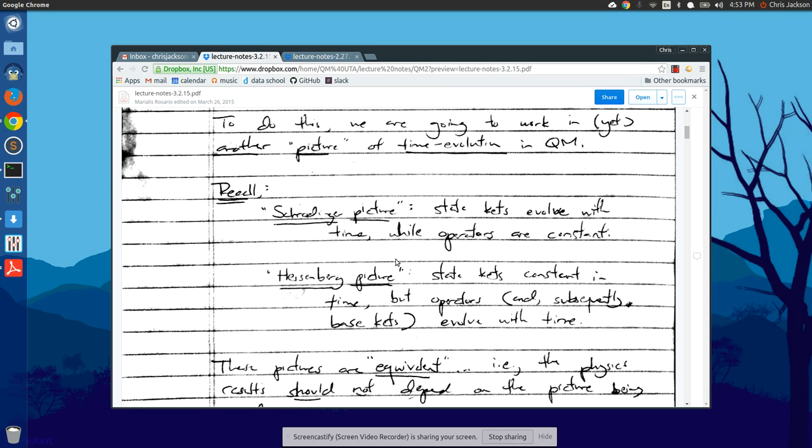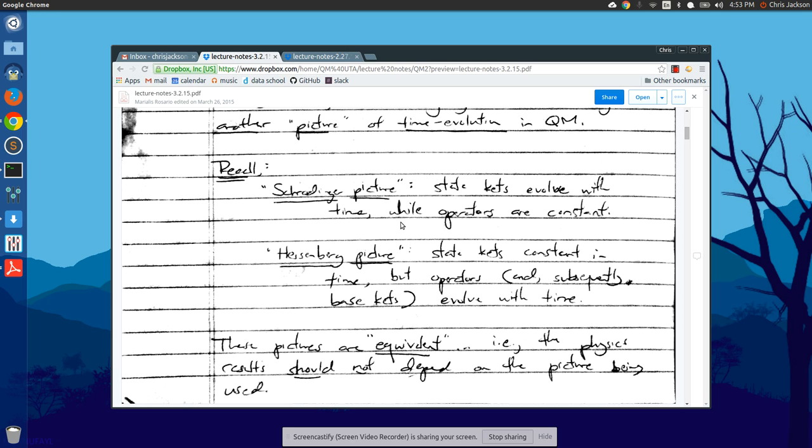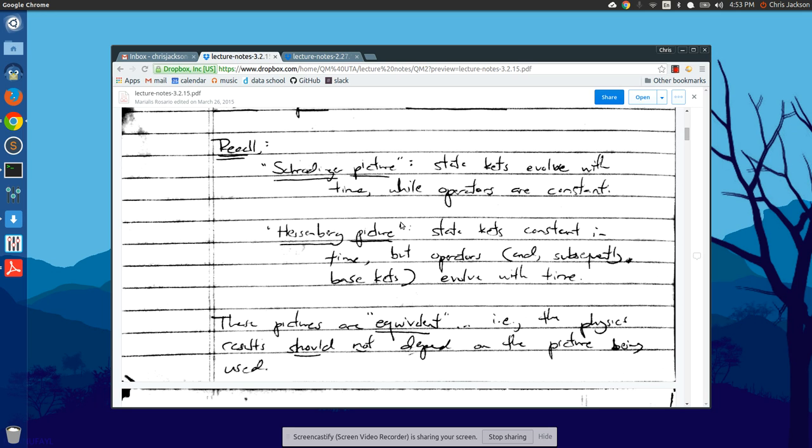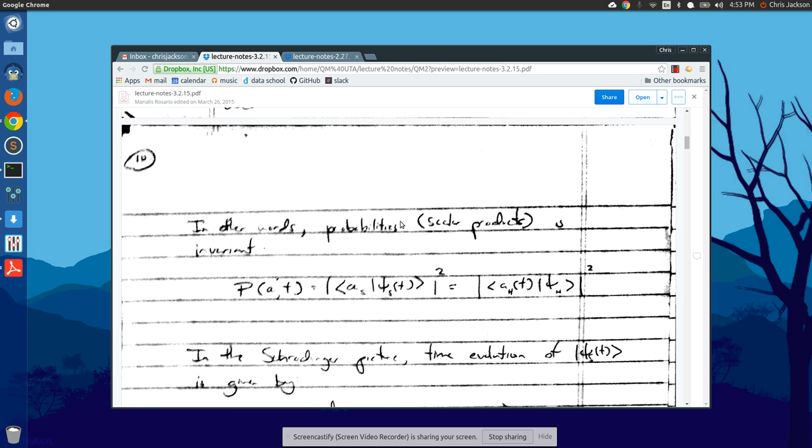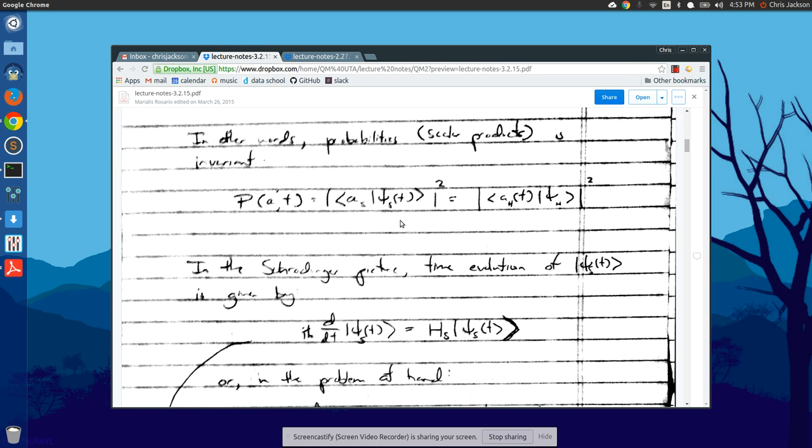But the main idea is, like I said, they're just different ways of going about computing the same things. And so these pictures are what we would call equivalent. In other words, they're going to predict the same physics. If you apply them correctly, you're going to get the same physics results. It's just that in some cases it's easier to work in the Schrodinger picture, and in some cases it's easier to work in the Heisenberg picture. All right, so the main thing that we're after are probabilities. And so independent of whatever picture you're working in, the probability that you compute should be the same thing, whether you're working in the Schrodinger picture or the Heisenberg picture.